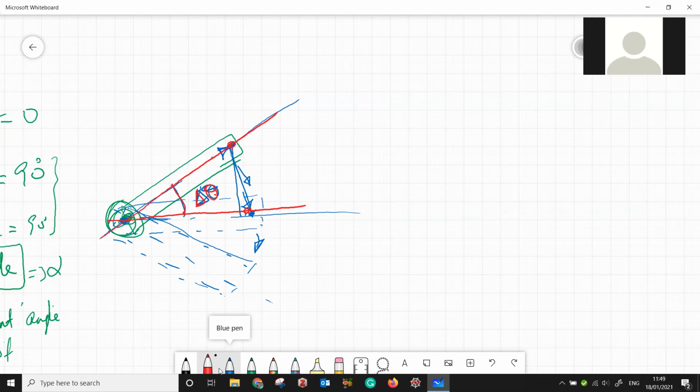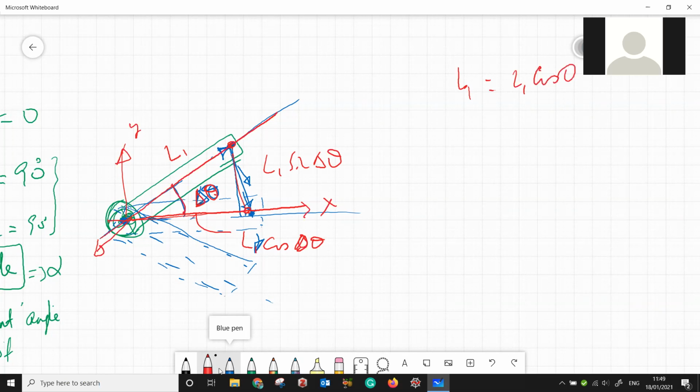From the physics, if you have this as the y-axis, this as the x-axis, and perpendicular to them the z-axis, and you have link 1 here, this can be decomposed into L1 cos delta theta, and this into L1 sine delta theta. Then L1 in general can be represented as L1 cos delta theta along i plus L1 sine delta theta along j.